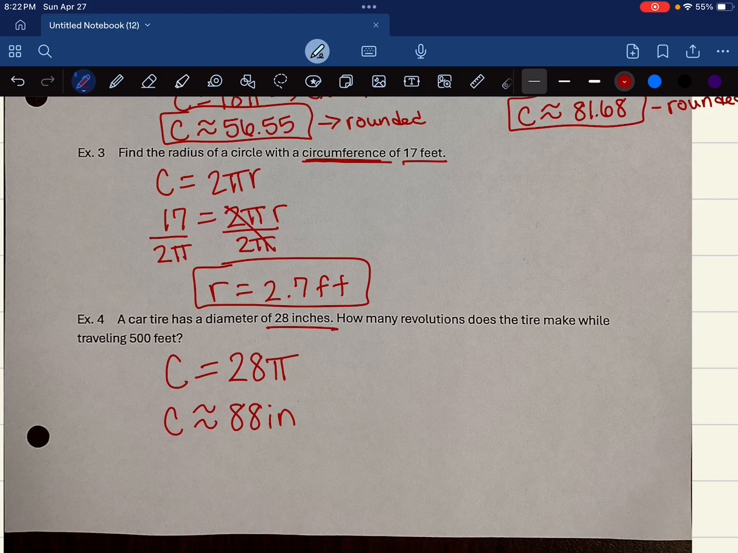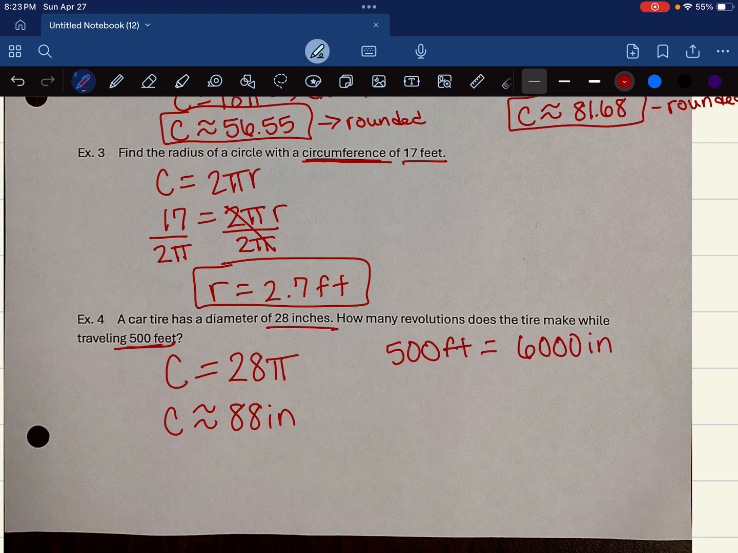Now, here's where you have to be careful with these type of problems, right? It says when traveling 500 feet. Well, if my other dimension is in inches, we need 500 feet to also be in inches. So, just as a reminder, 12 inches in a foot, so we're going to take 500, multiply it by 12, and we're going to get 6,000 inches.